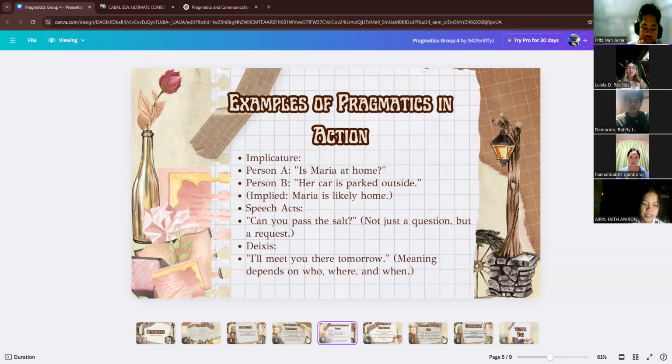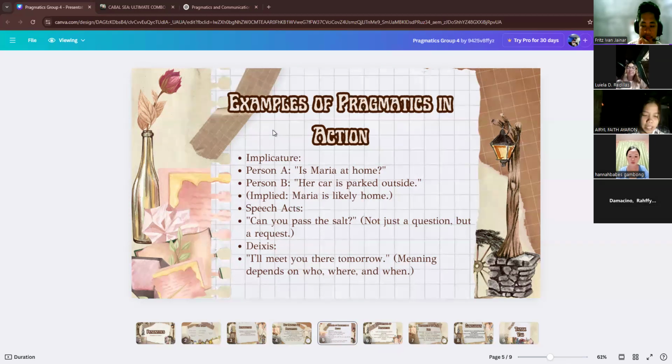And now let's look at some examples of pragmatics in action and how they work in real-life communication. First, we have implicature. This happens when the meaning is implied rather than directly stated. For example, if person A asks, "Is Maria at home?" and person B replies, "Her car is parked outside." Person B didn't directly say yes or no, but the implication is that Maria is likely home since her car is there.